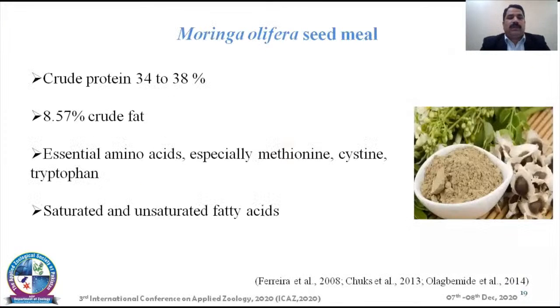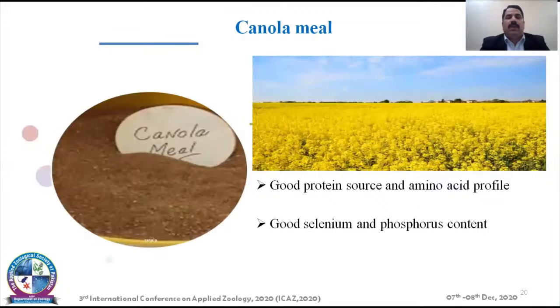And the next one is Moringa oleifera seed meal. In Moringa seed, we find about 34 to 38% protein, 8.57 percent crude fat, and a wide range of essential amino acids, especially methionine, cysteine, and tryptophan, etc. It also has saturated and unsaturated fatty acids in good amount.